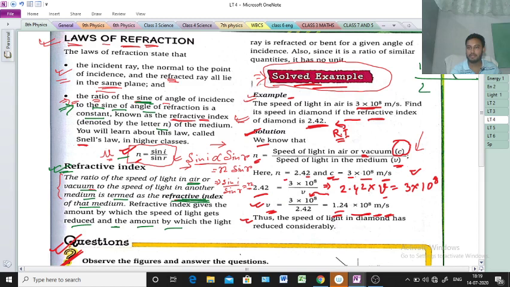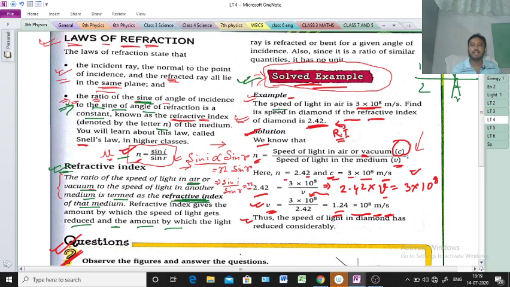So after this phenomena what will happen, there will be a change in this angle, this is r, change of angle, that's why this phenomena happens. I hope you understand. Now just solve the example part, that is very simple.